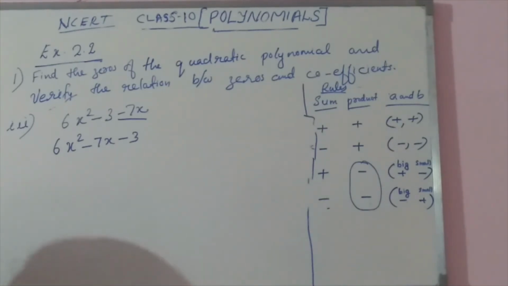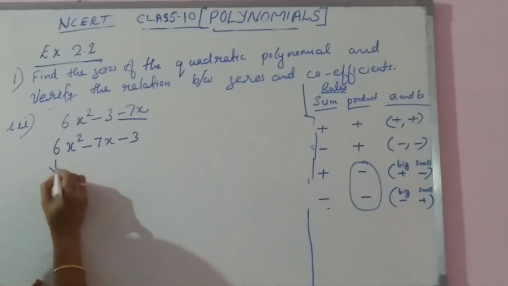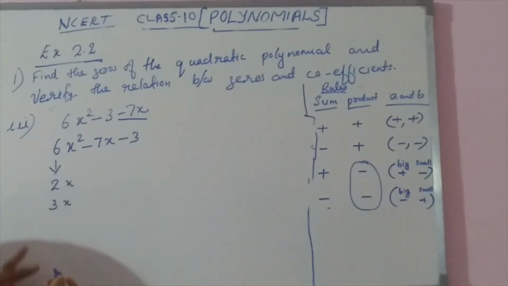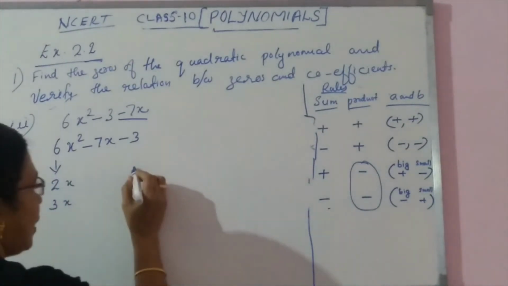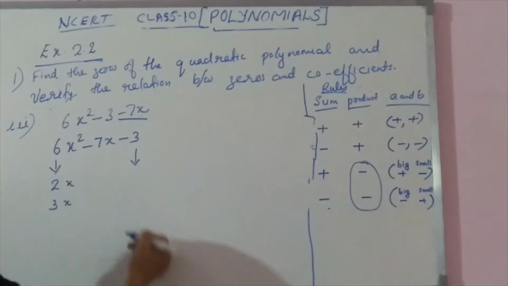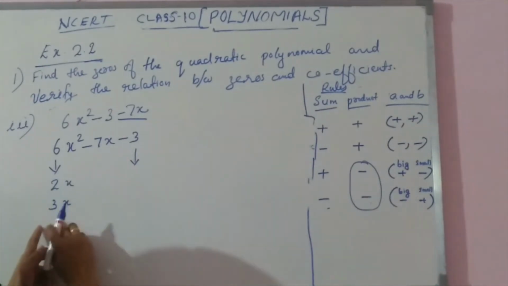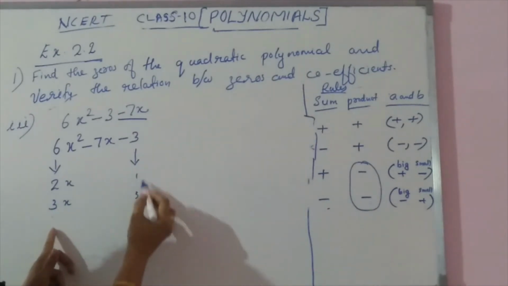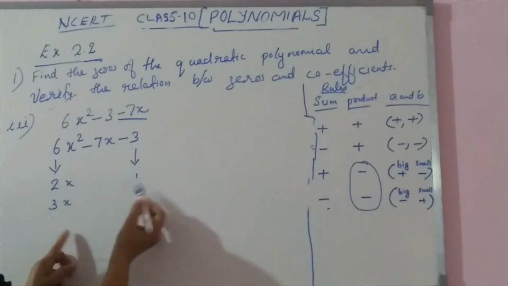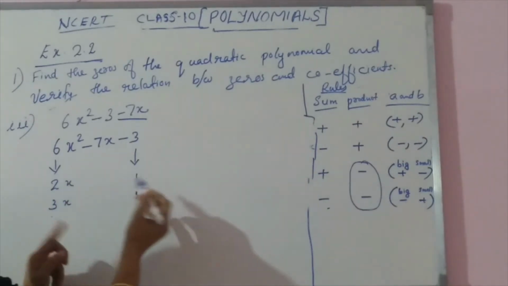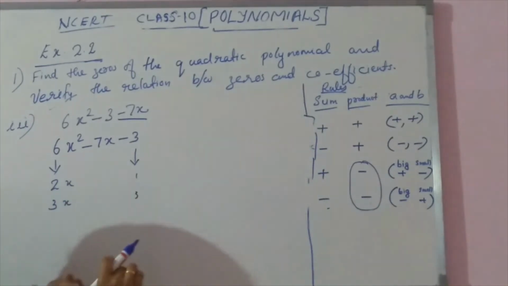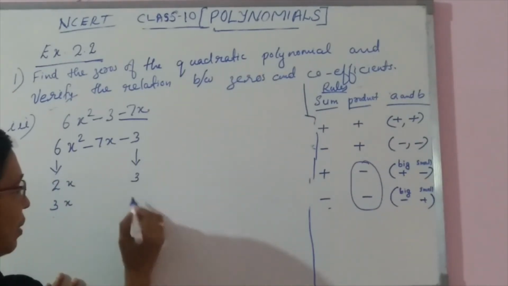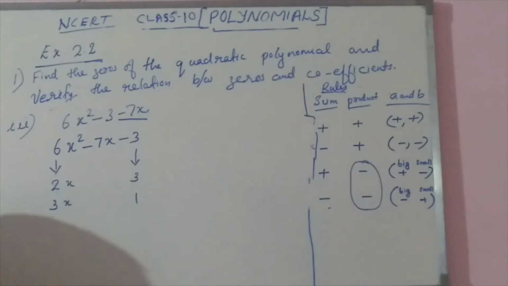Now we have to do the factorization. 6x square, I am going to write it as 2x and 3x, since 2 into 3 is equal to 6. 3, we can write it as 1 and 3. But if you take 1 and 3, what will happen? 3 1s are 3, 3 2s are 6. 6 plus 3 is 9, or 6 minus 3 is 3, but neither is 7, so I am going to change this order, greater one up and small one down.